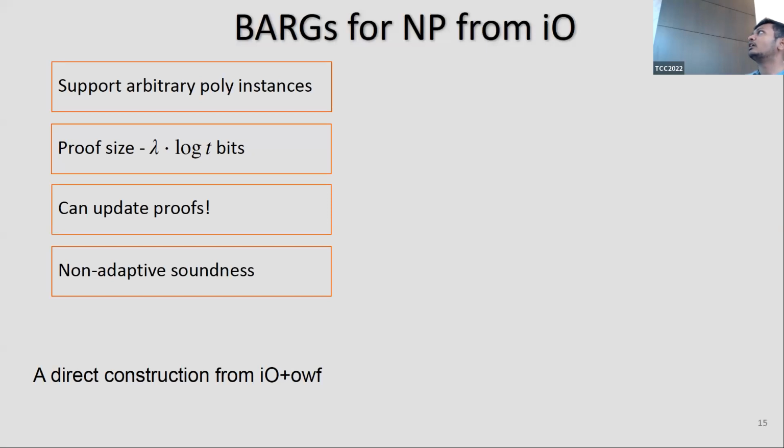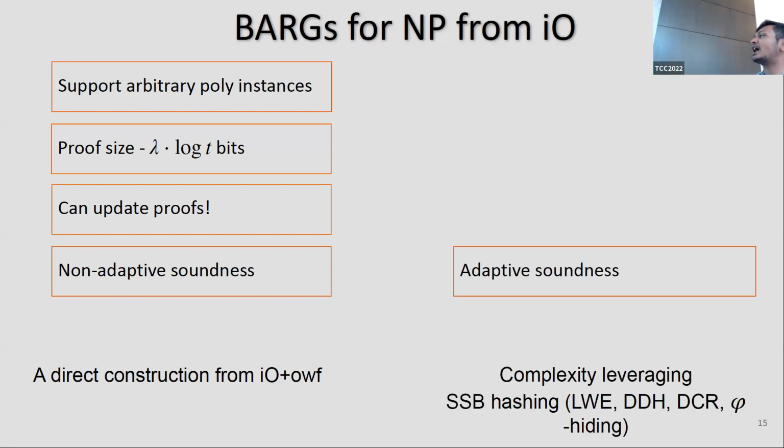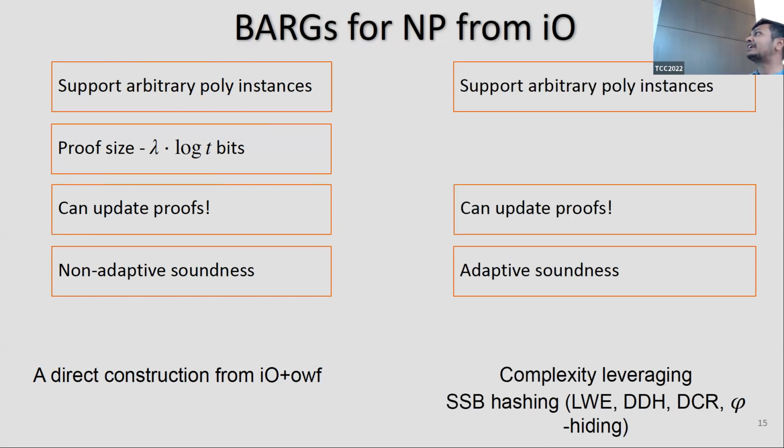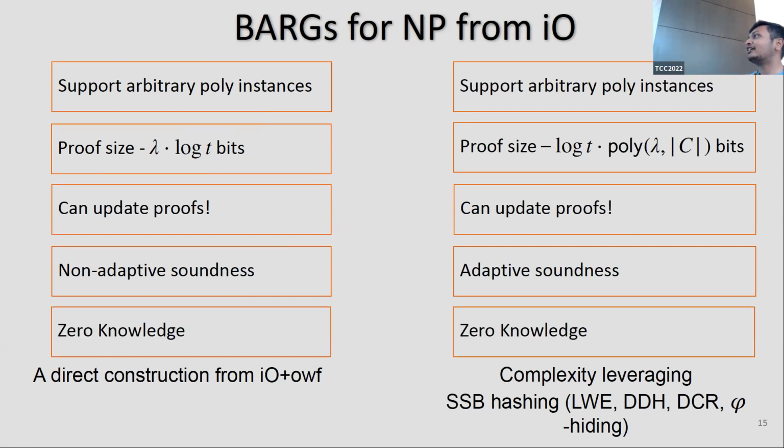So to conclude, we construct a SNARG for NP from IO, which is fully succinct. We have this nice updatability property, and it's a direct construction from IO and one-way functions. In our full paper, we do talk about adaptive soundness, and we use complexity leveraging for our techniques. But the caveat is that we can still do arbitrarily many updates, but the proof size is no longer fully succinct. And another nice property that we get for free is zero knowledge of our construction. So, thank you.